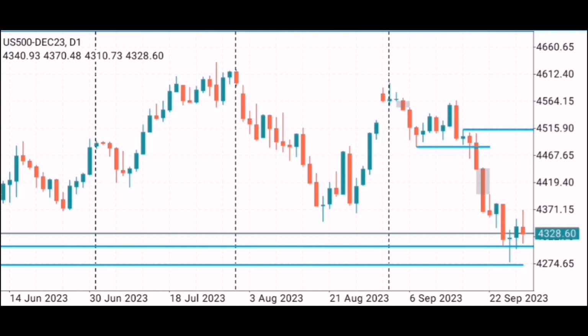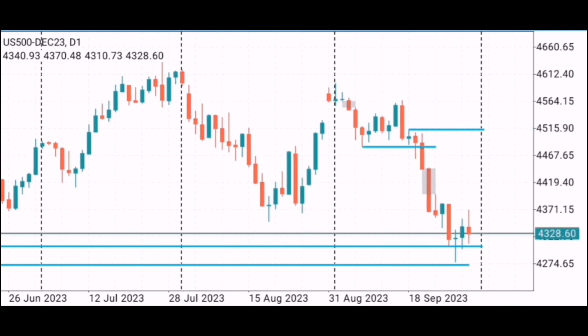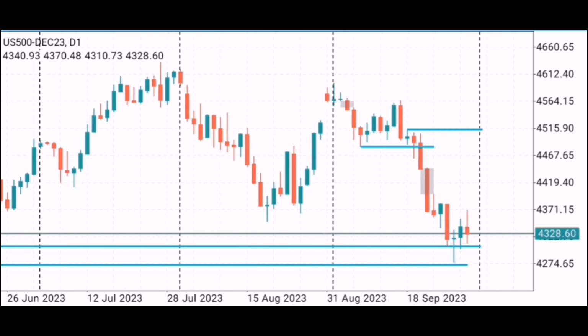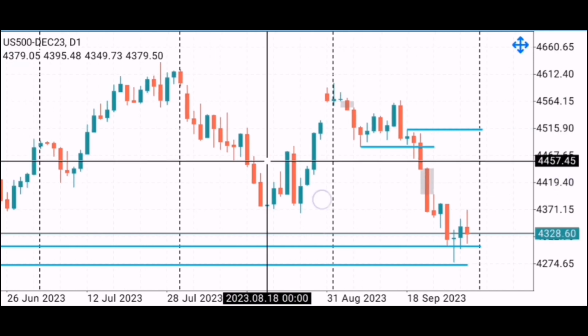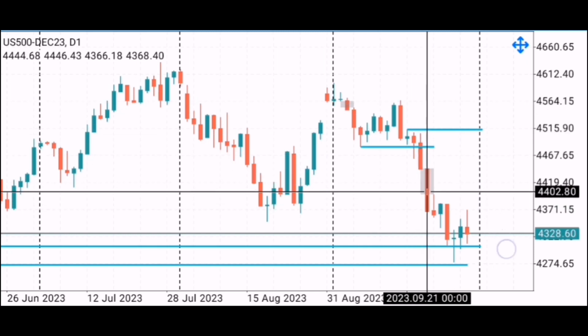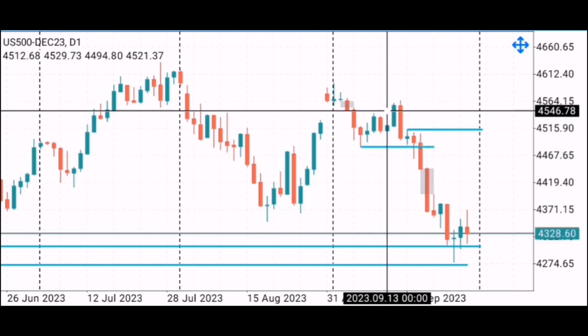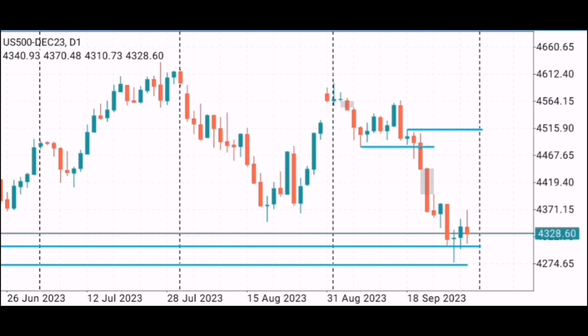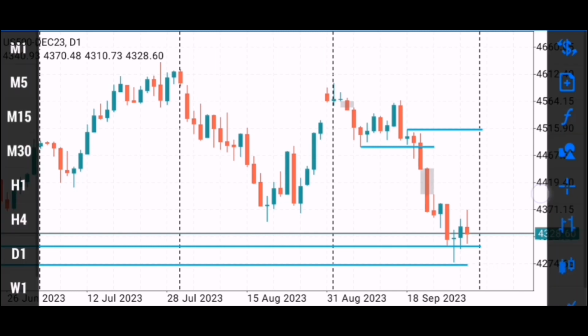In front of me I have the S&P, the US500, and we are kicking things off with this chart. Immediately what we can see is bearish momentum that has been prevailing over the weeks, a couple of weeks now, that this market has been crashing, and so have other US indices, the US100 as well as the US30.